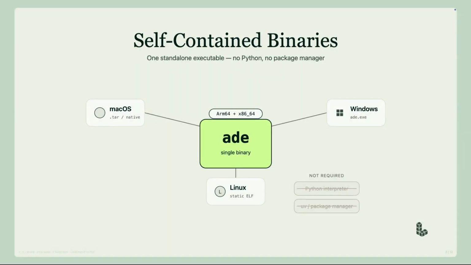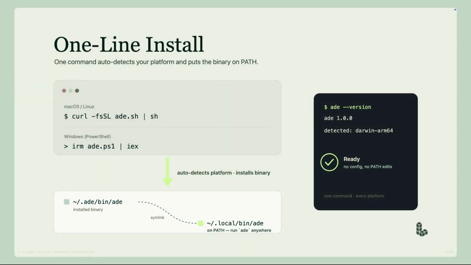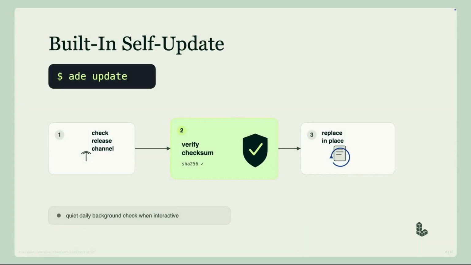It ships as one standalone binary for all major platforms, no Python interpreter needed, no package manager required. Install is one line. It detects your platform, drops the binary in place, and symlinks it onto your path. Updates are automatic. ADE checks releases in the background and updates in place, verifying checksums so your agents stay on the latest features.